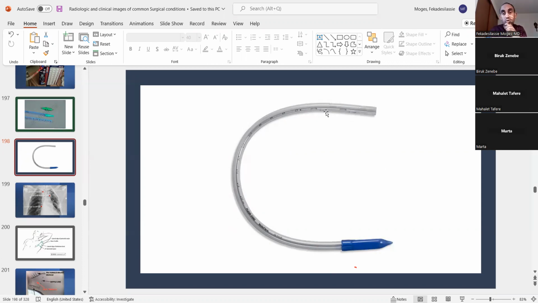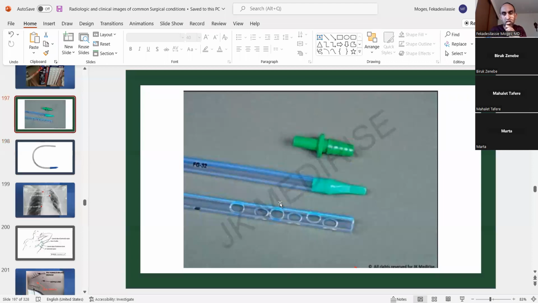Yeah. So, and you have this number. Why do you need the numbering? Yeah, excellent, Solomon. You got it. So you will know how much you inserted. For example, you inserted a chest tube and then the nurse comes running to you, oh, doctor, the chest tube you inserted in the morning, I think the patient pulled it and I think it's out. So can you come see it?